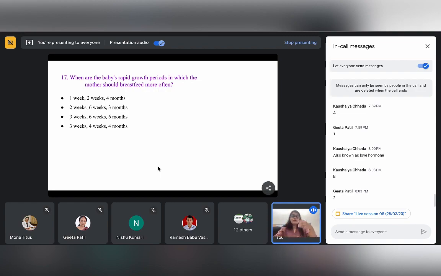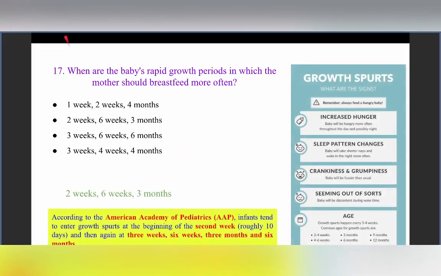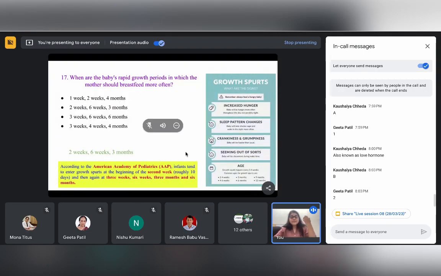What happens is that all their functionalities are increasing at a higher rate, and whenever they are growing more, their nutritional requirement also increases. Whenever we are talking about a baby's growth, it has been seen that a growth spurt happens every 3 to 4 weeks. According to the American Academy of Pediatrics, infants show growth spurts at the beginning of the second week, and then again at 3 weeks, 6 weeks, 3 months and 6 months.